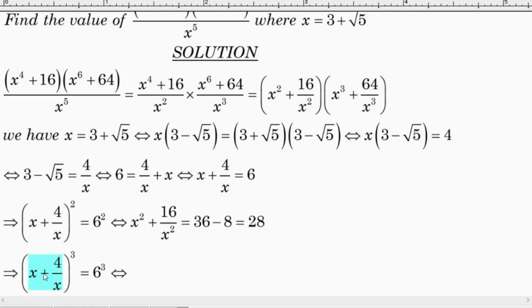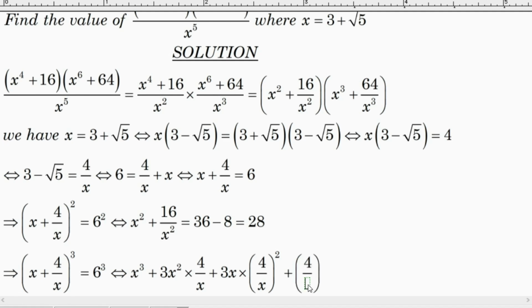Alright, now we have to expand this factor. So by expanding the factor, that will be equal to x cubed plus 3 x squared times 4 divided by x plus 3x times 4 divided by x raised to square and then plus 4 divided by x all raised to cube, then equal to, so 6 cubed equal to 216.